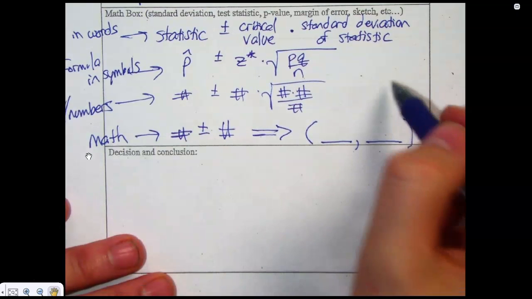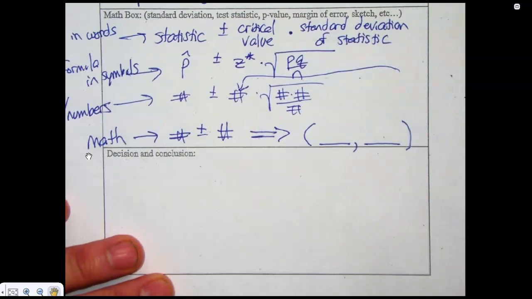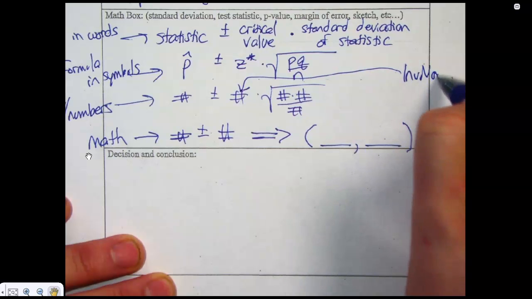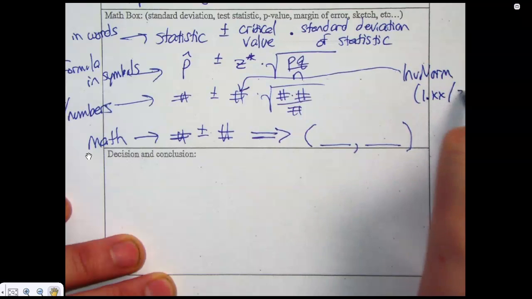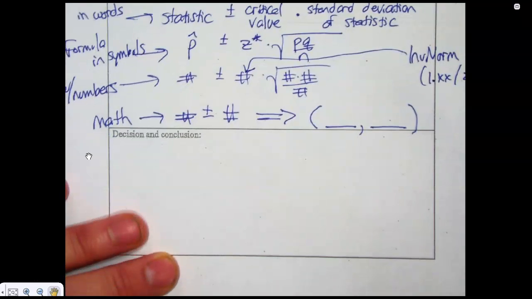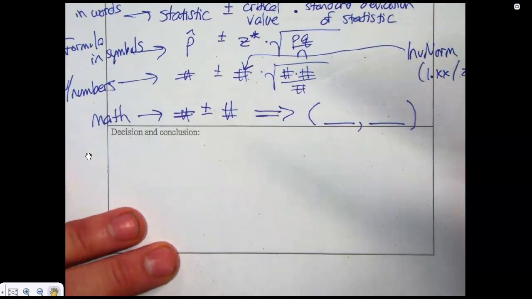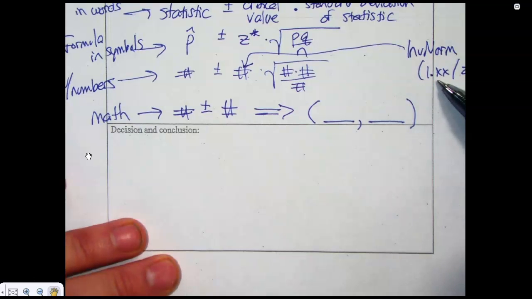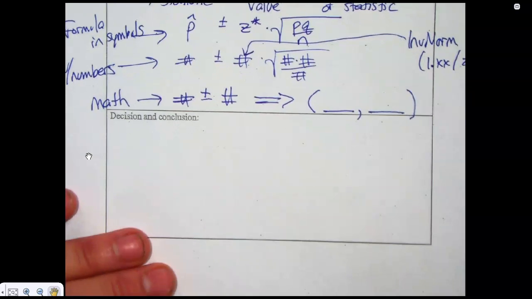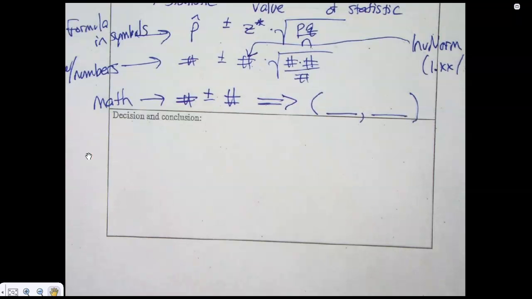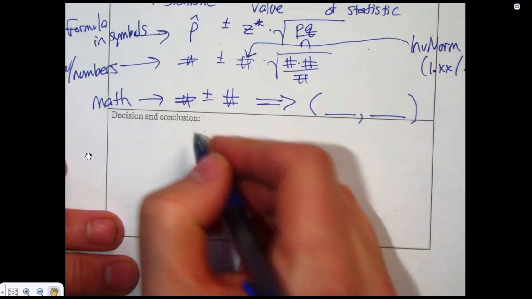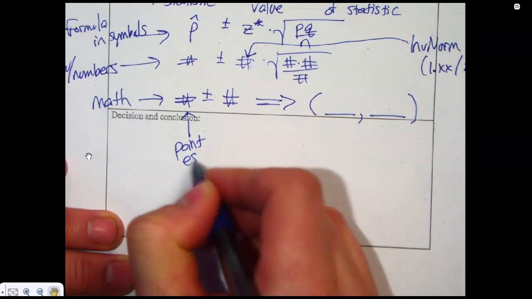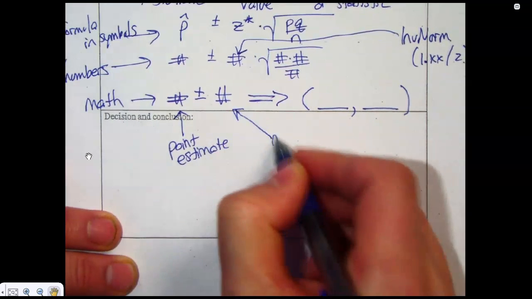One thing I should add is this z star, how do you get this number? That's the only thing that's kind of unclear at this point, and that's the inverse norm of 1.xx divided by 2. Does that make sense? You do not have to write this, I'm just showing you how to get that number. If it's 95%, you do 1.95 divided by 2. If it's 90%, you do 1.90 divided by 2. Is that a fair way to write it? I don't know how you want to write it. And then at the end of all this, I'd actually want you to do this too. You're going to point at this and say point estimate. You're going to point at that and say margin of error.